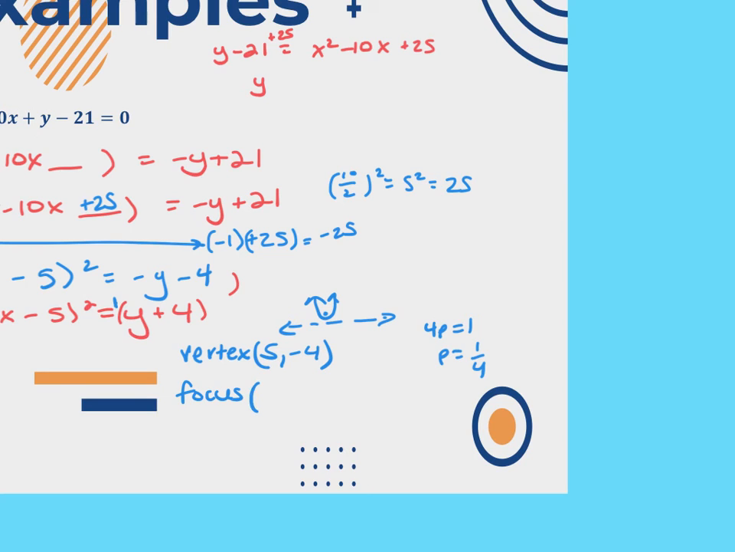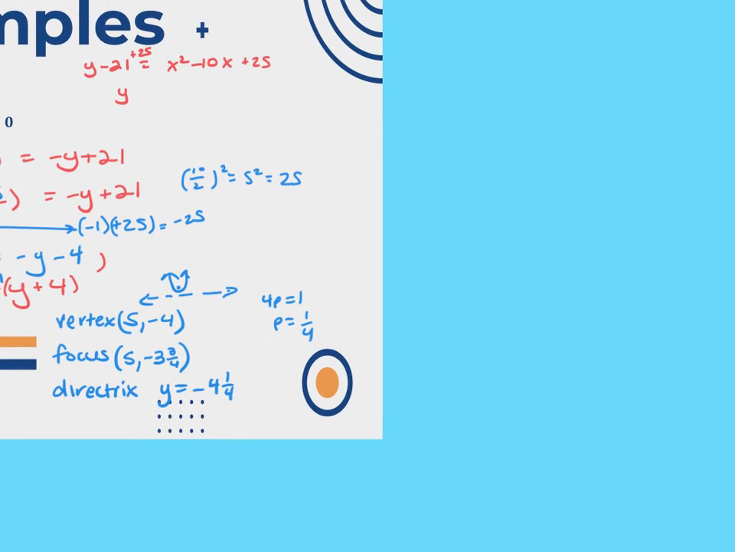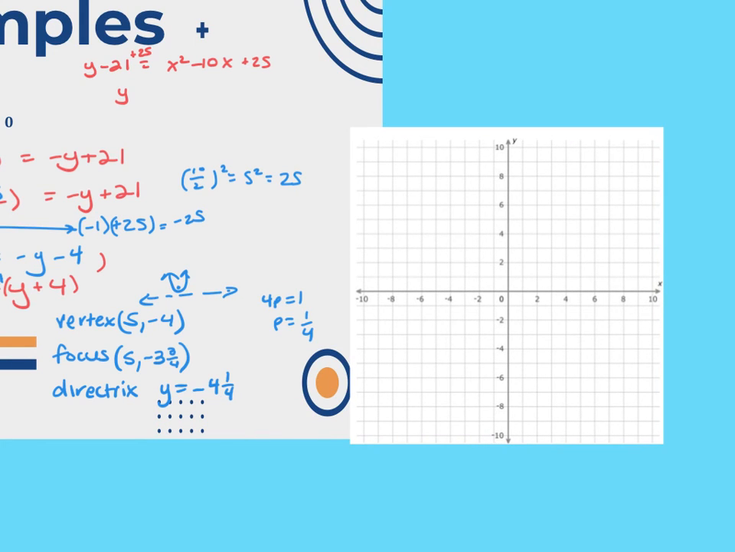So the focus, now the x stays the same. The y, I'm going to add the 1/4. So it's -3 and 3/4. And then the directrix, I'm going to subtract 1/4. So it's y equals -4 and 1/4. You good? Yeah, okay. So 5 and -4. Up 1/4 is the focus. Down 1/4 is the directrix. And my parabola should look like that.